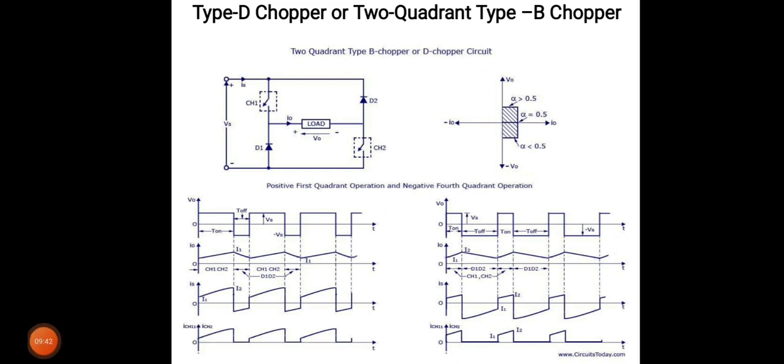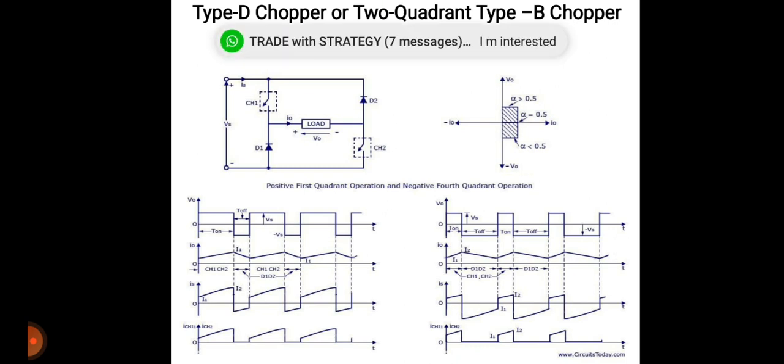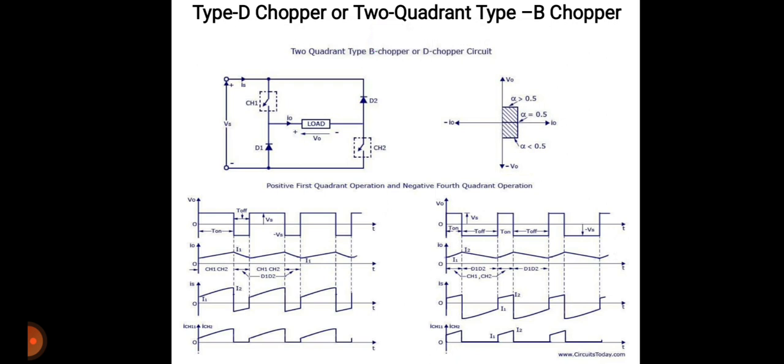Now the next one is the type D chopper, also known as the two-quadrant type B chopper. The power circuit diagram of this chopper is as shown in the figure, and also its waveforms in first quadrant operation and fourth quadrant operation.